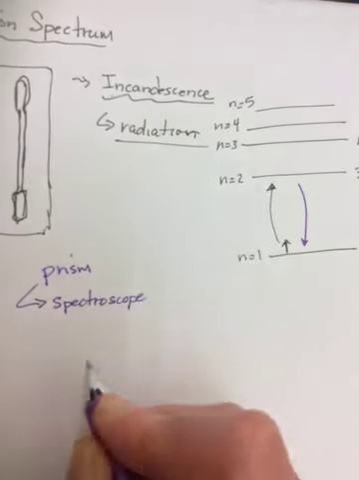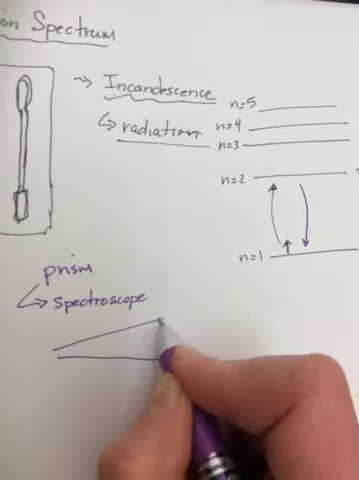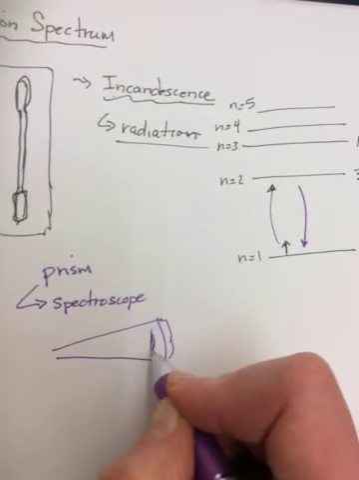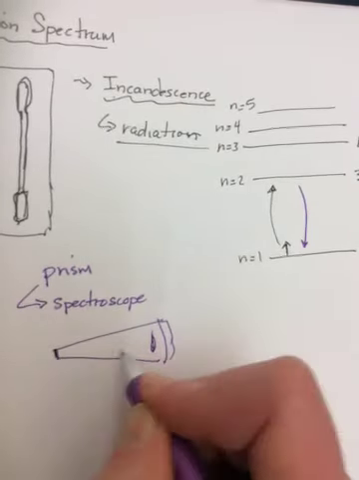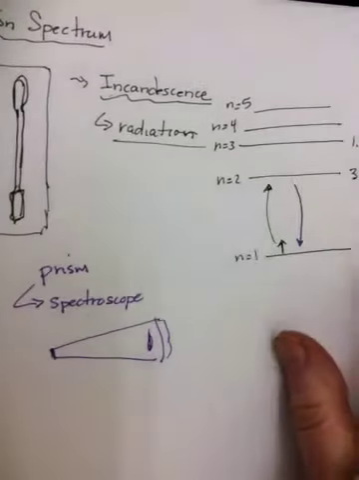Okay, and a spectroscope, the ones we have are black, they look like this, and they have a prism in here that will then break the light up, and you put your eye down here. Okay, and then you will see the different lines of color.